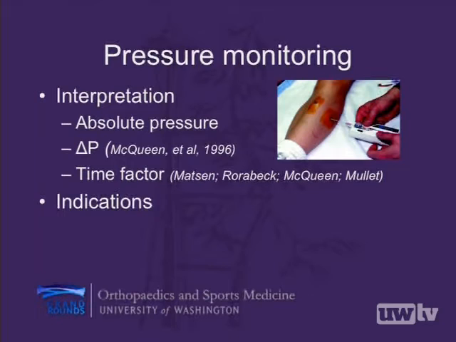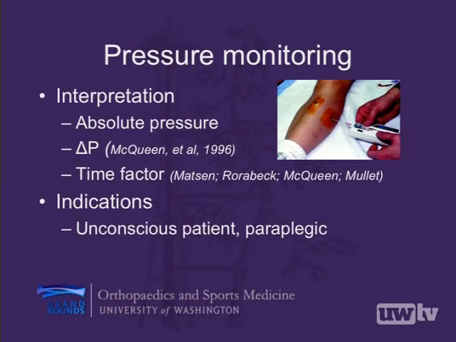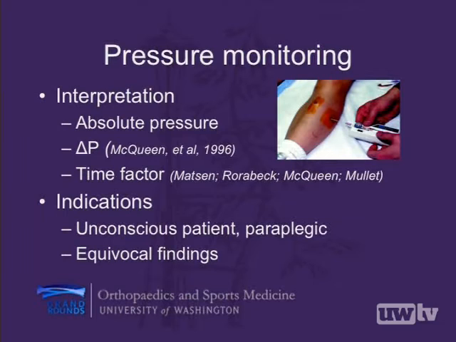After looking through a lot of stuff, I think the basic idea of developing indications for measuring somebody's compartment pressure should be an unconscious patient, somebody you cannot examine, someone who's a paraplegic, where you're not going to have these clinical findings that you can rest on, and someone who has equivocal findings that you need an additional set of data to make your decision.